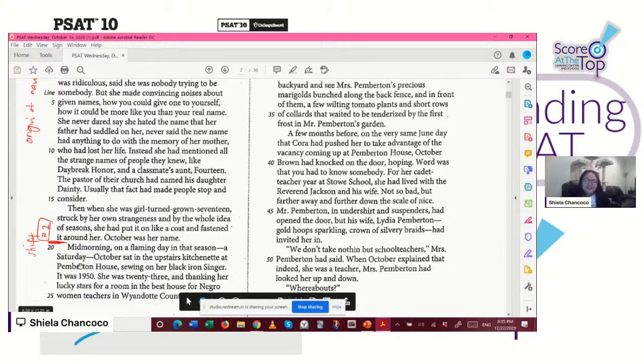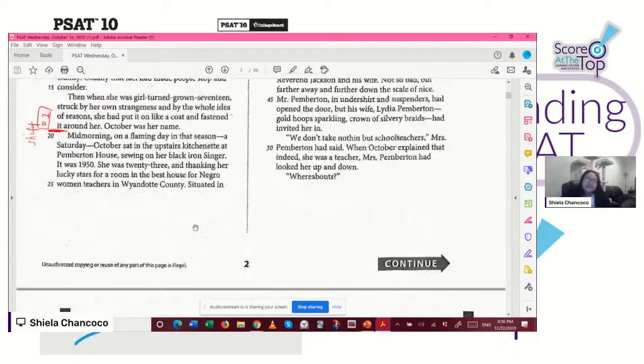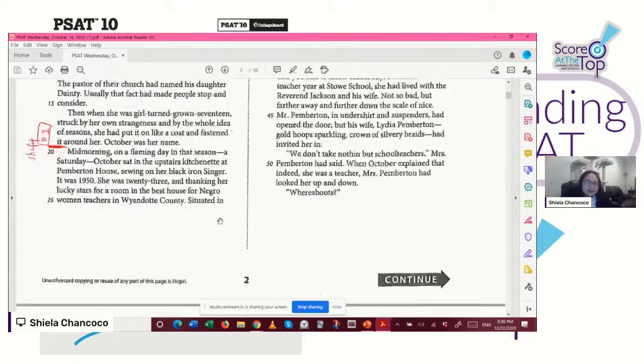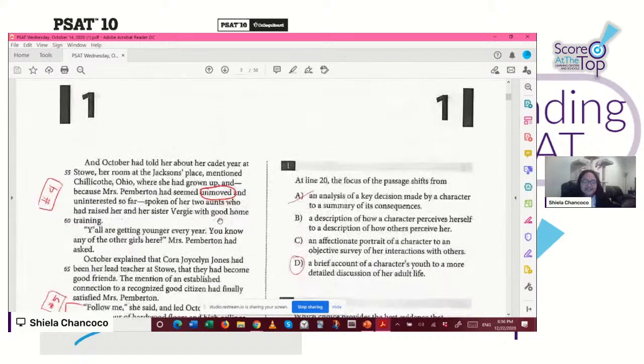And then all of a sudden, time jumps to her being 23. So that was a big shift there. And of course, it's the PSAT, so of course they're going to ask you a question about that. And guess what? That's the first question. The really big thing here is, why was there a jump there?